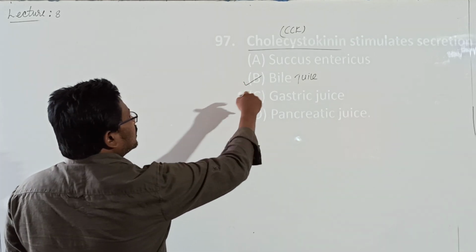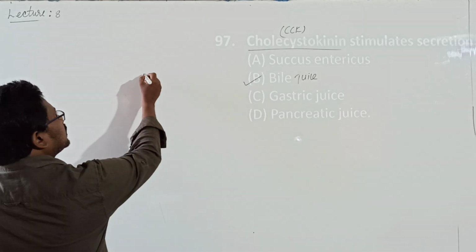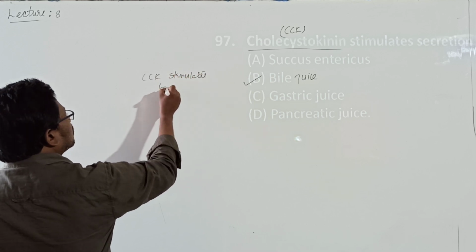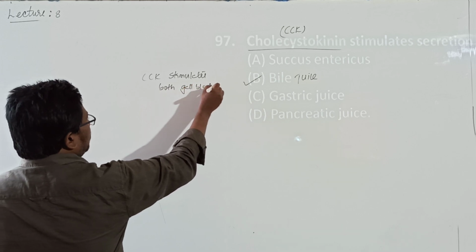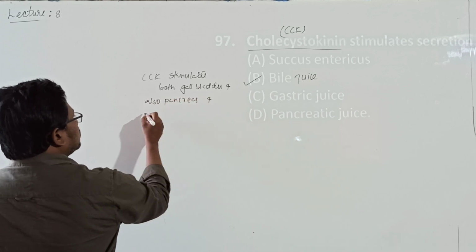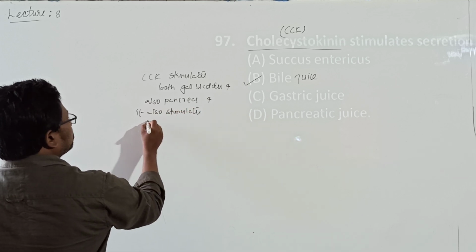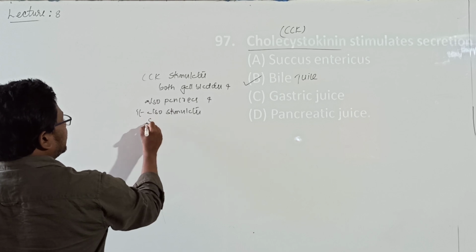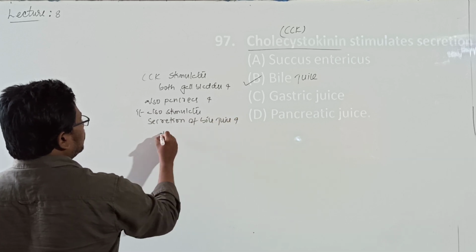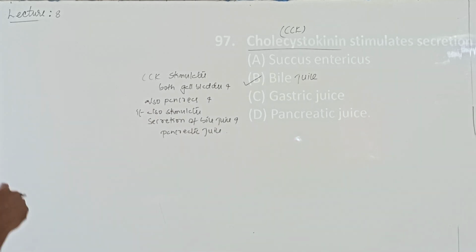We will see this in the last chapter, chemical coordination. You can say that this CCK stimulates both the gallbladder and also the pancreas, and it also stimulates secretion of bile juice and also the pancreatic juice. So option B will be the right option.